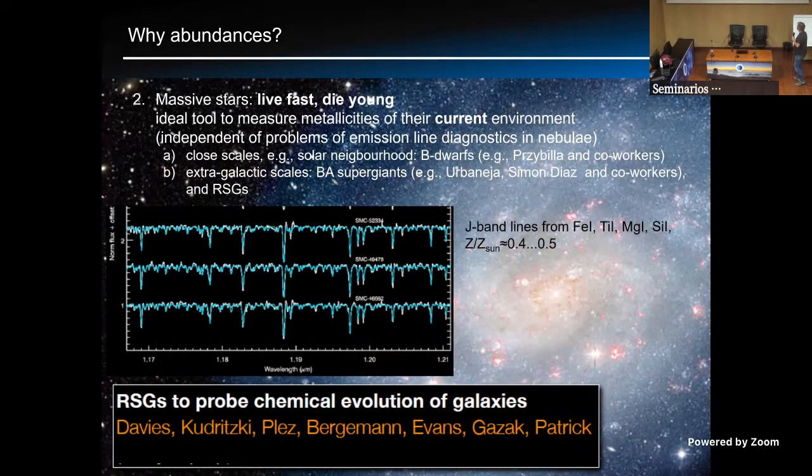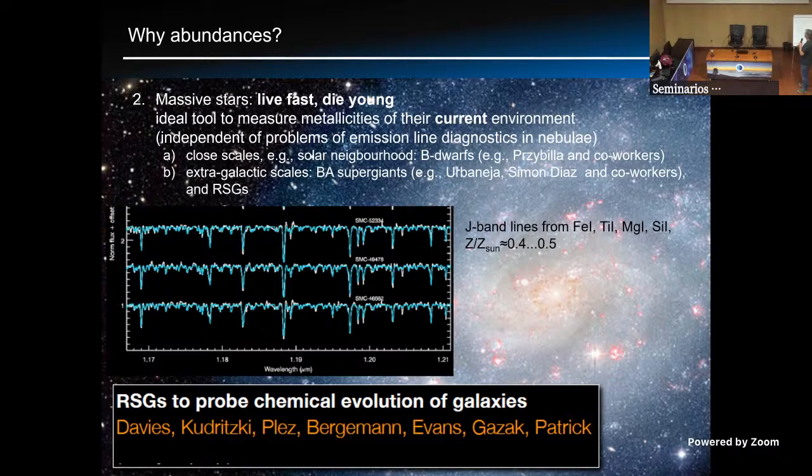There is another motivation for studying abundances, which I will not tackle today, namely, of course, massive stars. Because of their high luminosities, they live fast and they die young, and therefore they are an ideal tool to measure the metallicities of their current environment. And this is then independent of any kind of problem resulting from emission line diagnostics, as the people will know who are doing these things in nebulae.